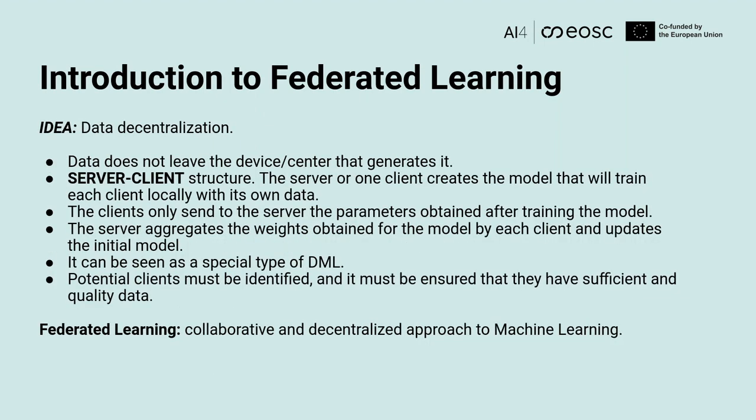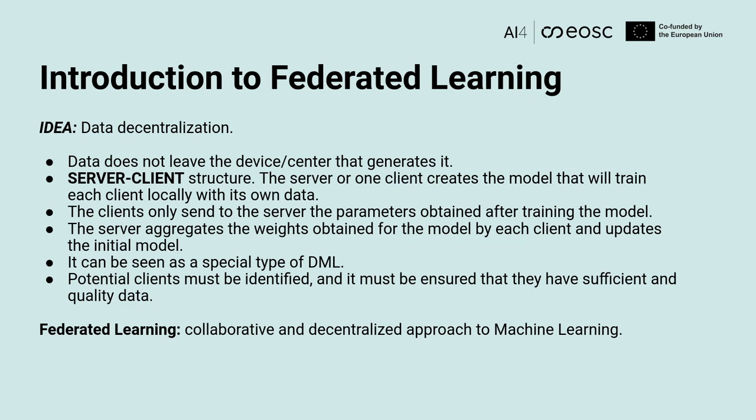What is the idea? The idea is data decentralization. We do not want data leaving the device or the center or the institution that has generated it. We are now talking about predictive keywords, but we can think about different hospitals who want to collaborate in order to build an artificial intelligence model. Then they will have different data, different locations for their data, and they want to collaborate, but they cannot share their data among them, but also they cannot share their data with a central server, with a central location. So we are going to work with data which are decentralized in different sites.